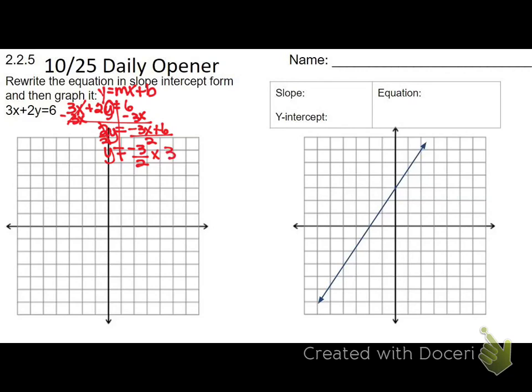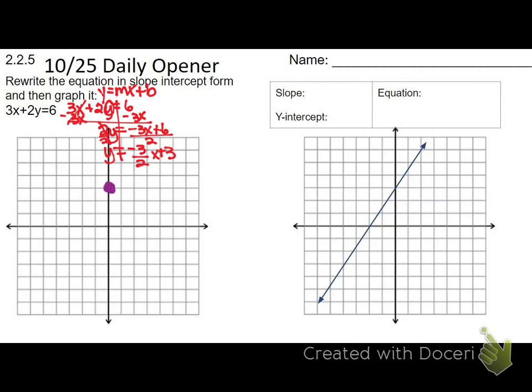When we go to graph this, where do I start? What do I graph first? 3. Oops, that should have been a plus 3, excuse me. So I'm going to graph the 3 first, and that 3 represents my b, my y-intercept. So I start at my origin, and which direction do I go? Up 3. Okay. And then my slope I graph next.